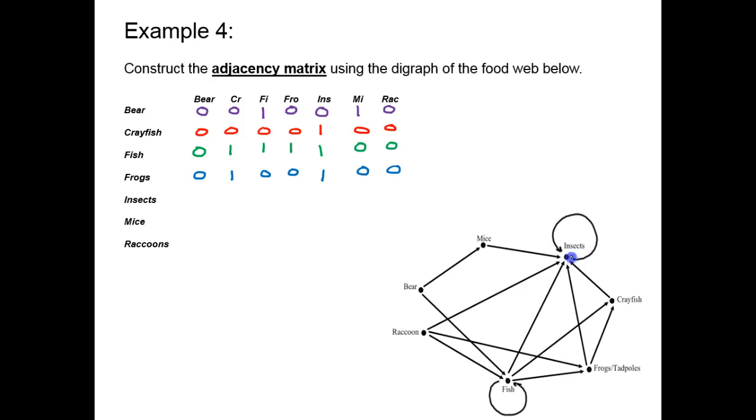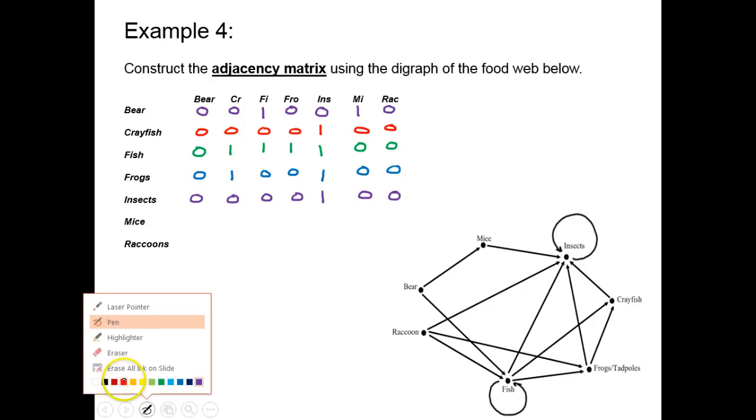I'm looking for arrows that go away from insects. There's only one arrow going away from insects, and that's the one that leads back to insects, because insects eat other insects. So I'm going to put a 1 right here representing that. Insects don't eat bears or crayfish or fish or frogs or mice or raccoons. So I'll put zeros in all of those other places. Alright, let me change colors.